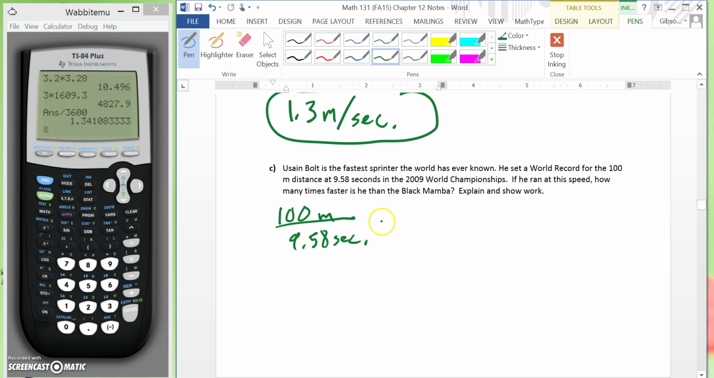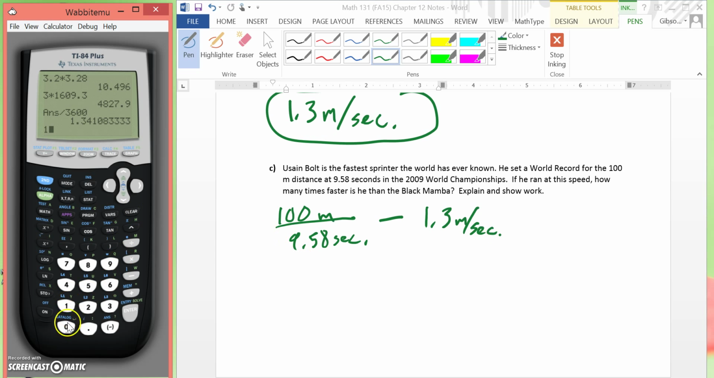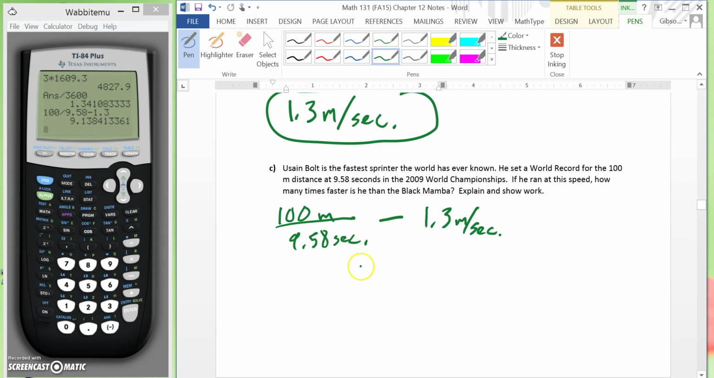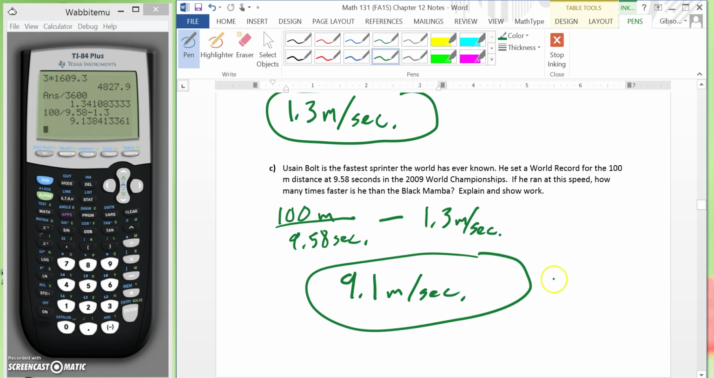Now we would take this and subtract the 1.3 meters per second from it. So we would go 100 divided by 9.58 minus 1.3. That would give us 9.1 if we round that up, it'd be 9.1 meters per second. He's faster than a Black Mamba.